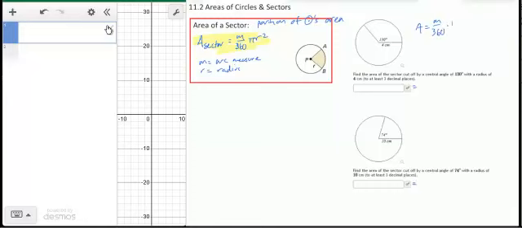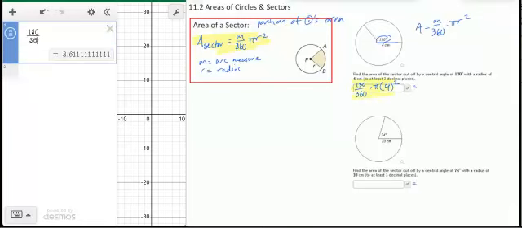But m over 360 times pi r squared, where your m value is 130. The radius is given as 4. And so that's as simple as it gets. You just type it exactly in as it appears. And you can do some of the individual calculations as well if you wanted to. 4 squared, I assume you guys are familiar and it's easy to work with. Or you can just leave them in that calculated form as well.